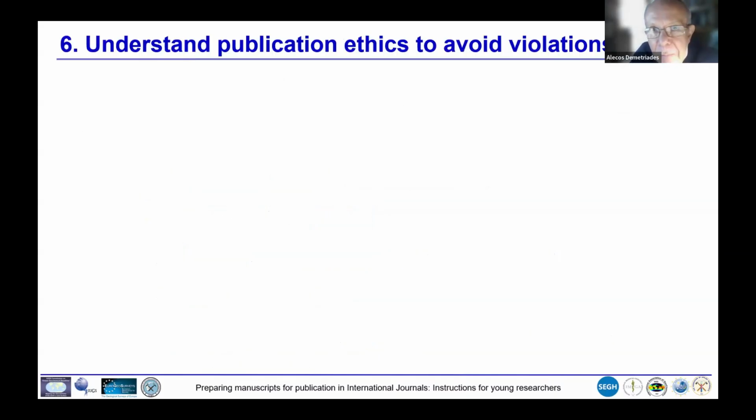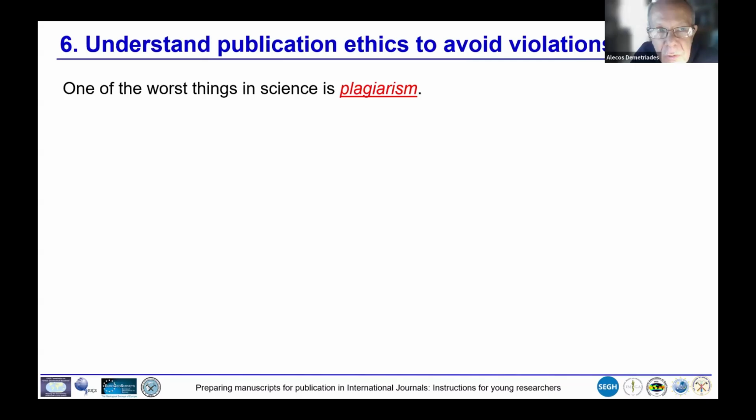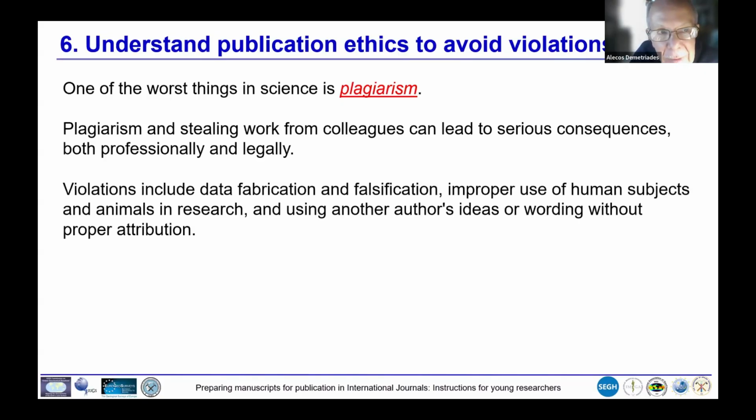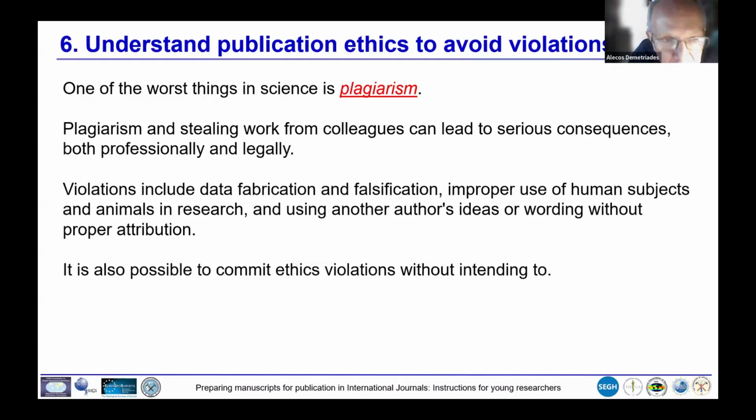It's important to understand publication ethics to avoid violations. One of the worst things in science is plagiarism. Plagiarism and stealing work from colleagues can lead to serious consequences, both professionally and legally. Violations include data fabrication and falsification, improper use of human subjects and animals in research, and using another author's ideas or wording without proper attribution. It is also possible to commit ethic violations without intending to.